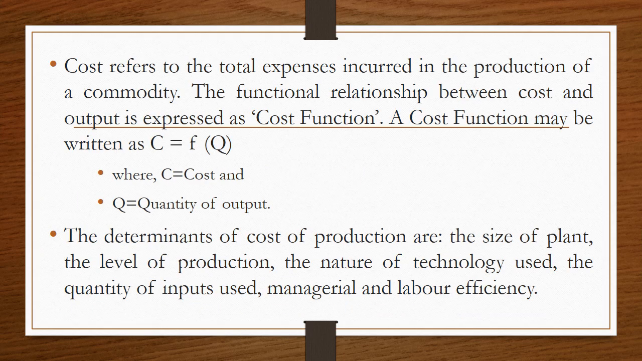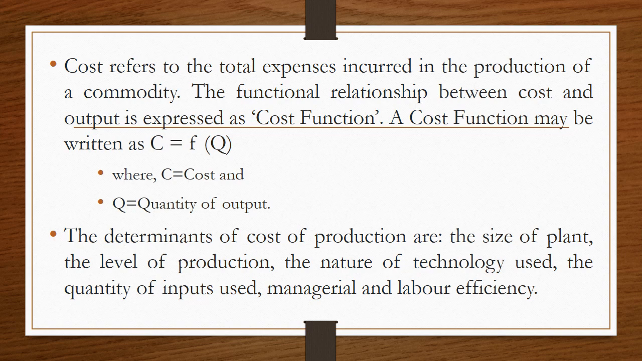Here we have how we calculate the cost, or what is the cost function. The functional relationship between cost and output is expressed as the cost function. We have discussed the production function also. In the production function, the relationship is discussed between inputs and outputs. But here, we are discussing the relationship between cost and output, which is written like this: C is equal to f(Q). C is equal to cost, Q is equal to the quantity of output produced, and f refers to the functional relationship.